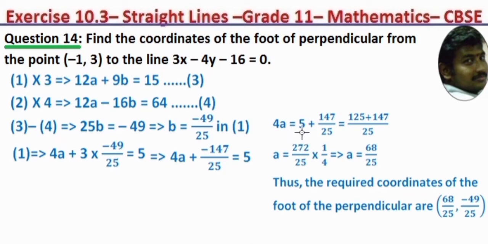We will get 125 plus 147 by 25. When you simplify this, we will get A equal to 272 by 25 into 4, transposing it will be 1 by 4. So A equal to 68 by 25. So the required coordinate, foot of the perpendicular, is A 68 by 25 and B minus 49 by 25.